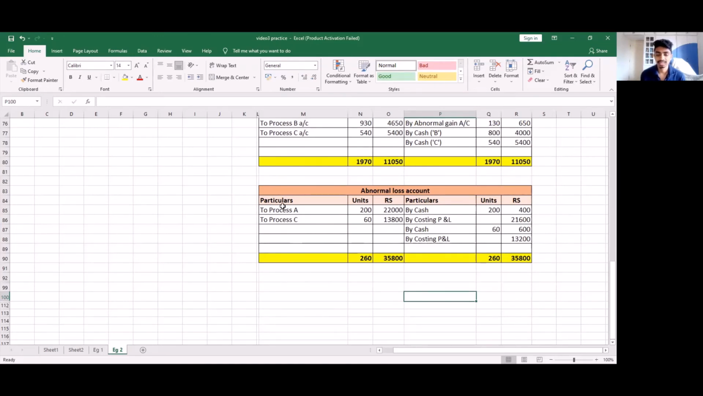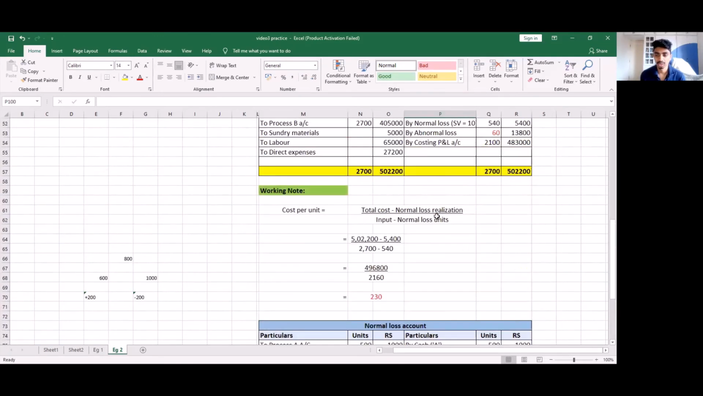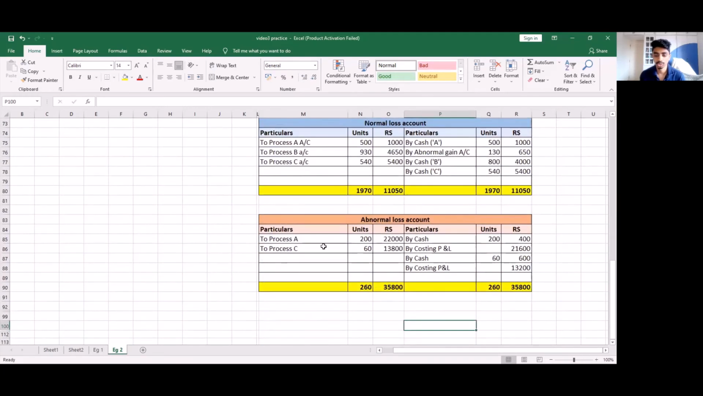So first, we transfer our abnormal loss from our process accounts to our abnormal loss account. So this will be shown as to process A account and to process C account on our debit side. Next is we need to know that our abnormal loss also realizes a scrap value. So based on the scrap value of our respective process, we realize a scrap value even for our abnormal loss. So we show this as by cash, the number of units of abnormal loss into a scrap value of that particular process. So by doing this, for process A, we get by cash 200 units valued at 400.